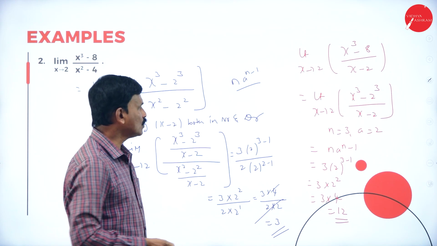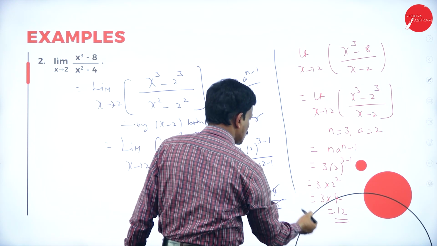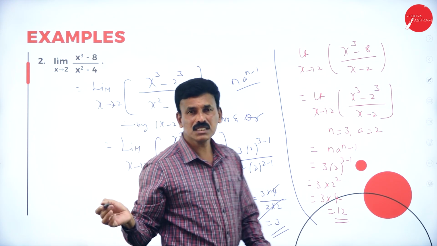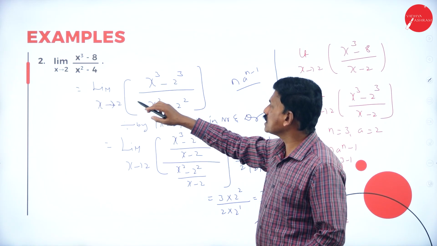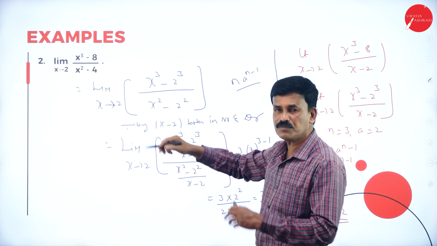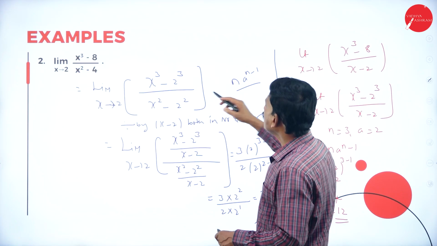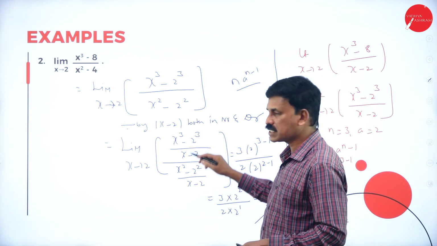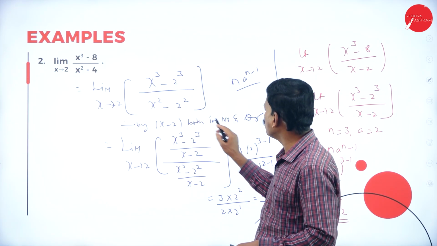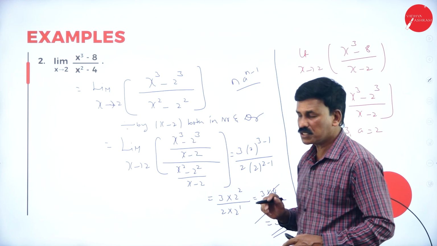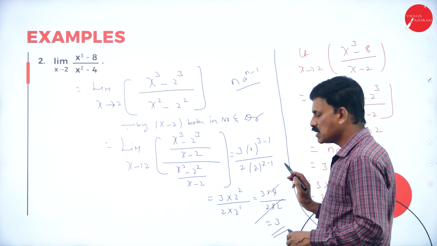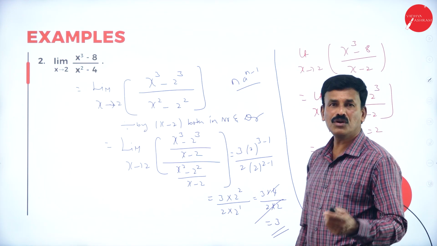That's it. Suppose if it is alone like this, we can evaluate. Since it is of the form x raised to n minus a raised to n by x raised to n minus a raised to n, convert this into the form x raised to n minus a raised to n by x minus a by dividing both numerator and denominator by x minus 2. The answer we are going to get is 3 for this. That's it. Now move on to the next problem.